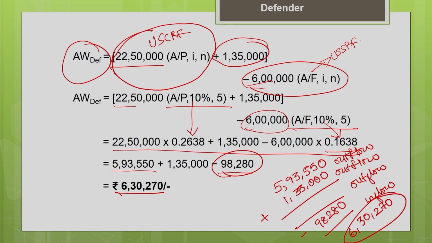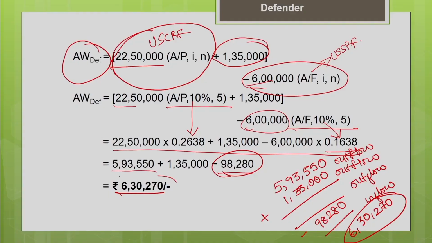So this is the cost liability of holding the defender with you. This is the equivalent annual cost associated with the defender if you are going to hold this machine for 5 years. What is the equivalent annual cost associated? It is 6,30,270. In a similar manner, you are going to find the equivalent annual cost for your challenger machine, that is, the proposed equipment.